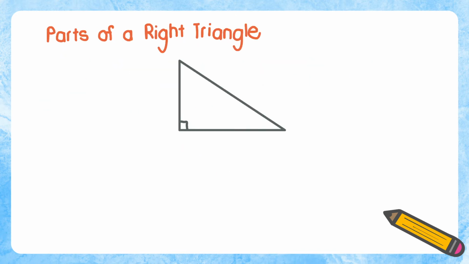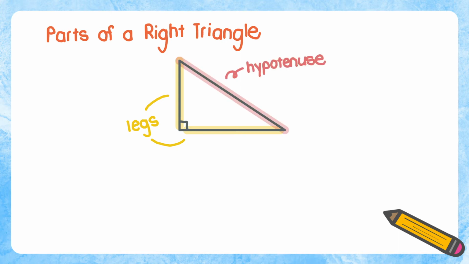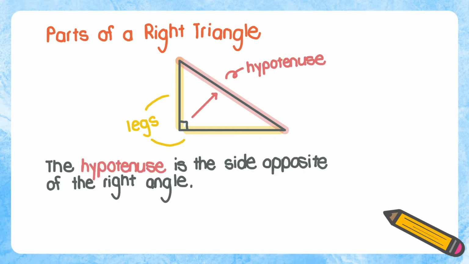So let's look at the different parts of a right triangle. So here I have a sketch of a right triangle. And these sides that create the right angle, there's different ways to name this, but for now, we will call these the legs of the triangle. And then this side is called the hypotenuse. The hypotenuse is the side opposite of the right angle.